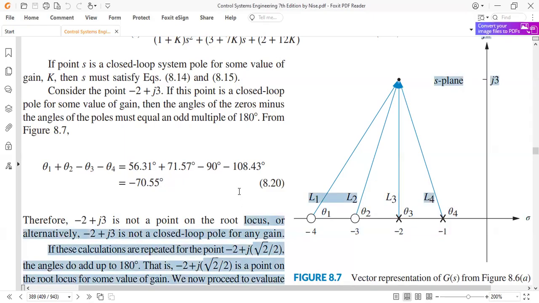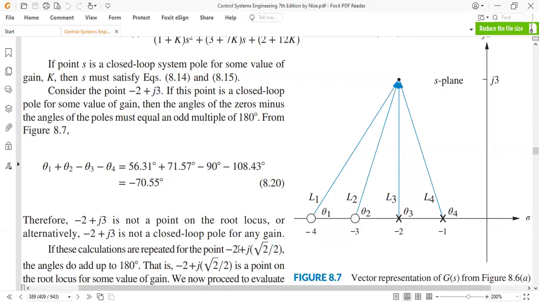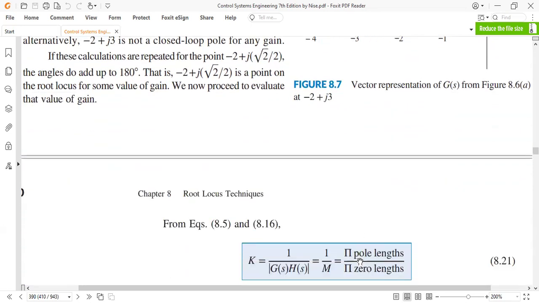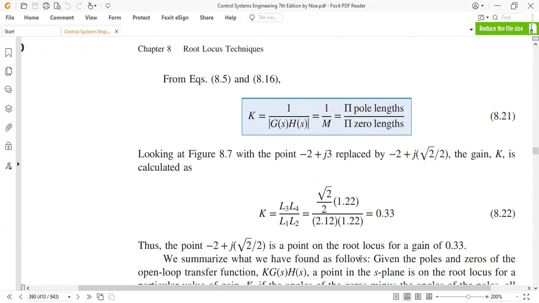So he says further in this example that if we take the point minus 2 plus j under root 2 divided by 2, this point over here, then the angles for this point sum up to 180 degrees. So this tells us that this new point is on the root locus. After verifying that this point is on the root locus, he puts it in the next formula, which is basically magnitude of k g of s h of s equal to 1. After putting it in this formula, he calculates the value of k equal to 0.33.